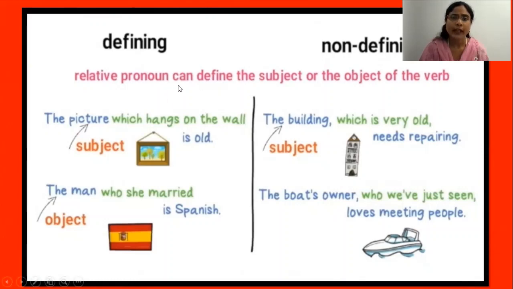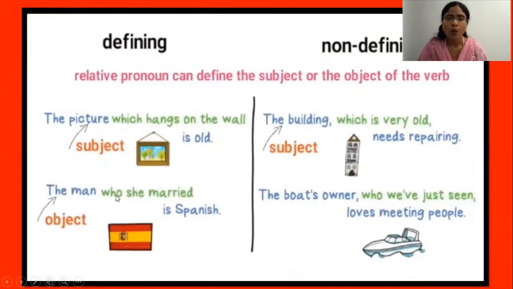A relative pronoun can define the subject or the object of the verb. For example, if we take the sentence, the picture which hangs on the wall is old, here which refers to the subject. If I simply say the picture is old, it may be any picture. It may be the picture which is on the table. It may be the picture which is on the cot. But when I say which hangs on the wall, it definitely talks about the picture which is hanging on the wall, which has become old.